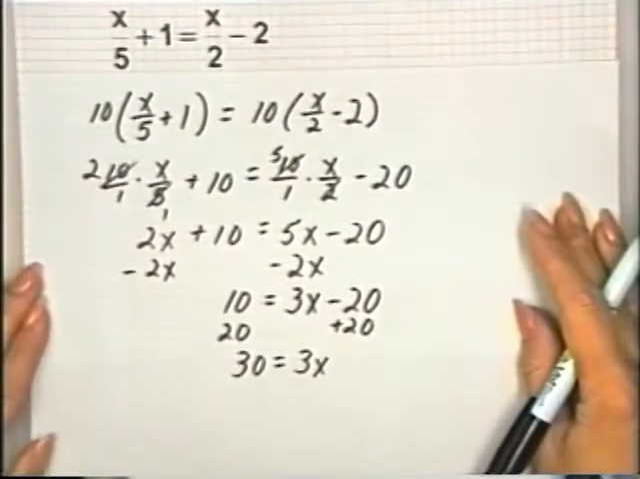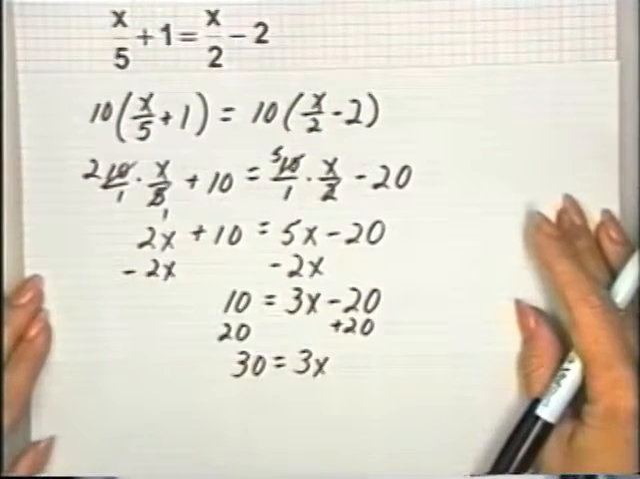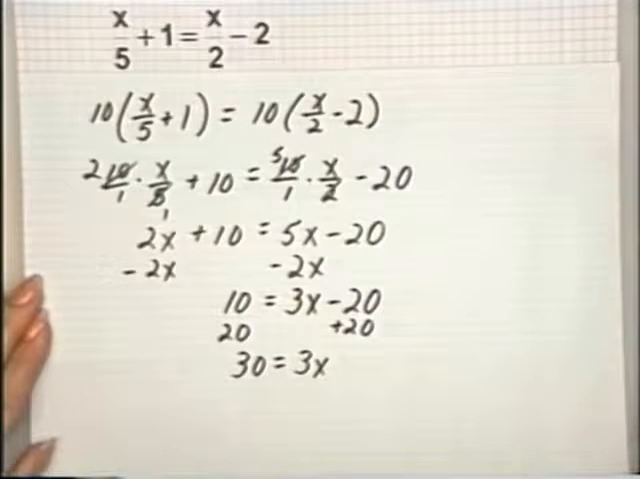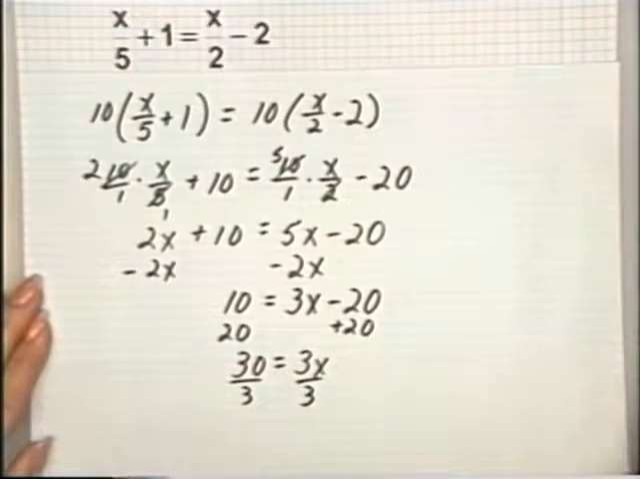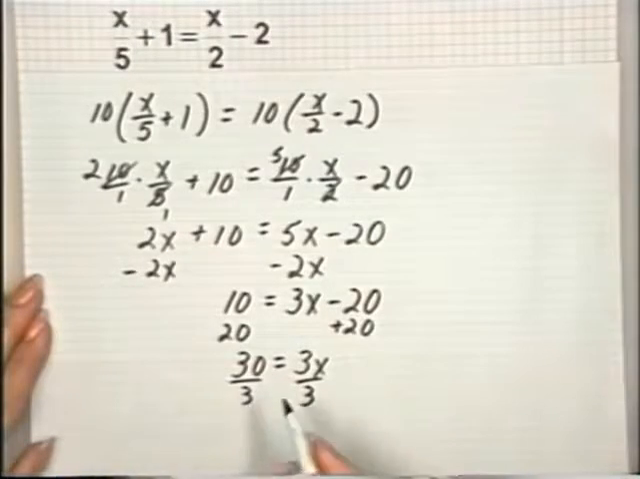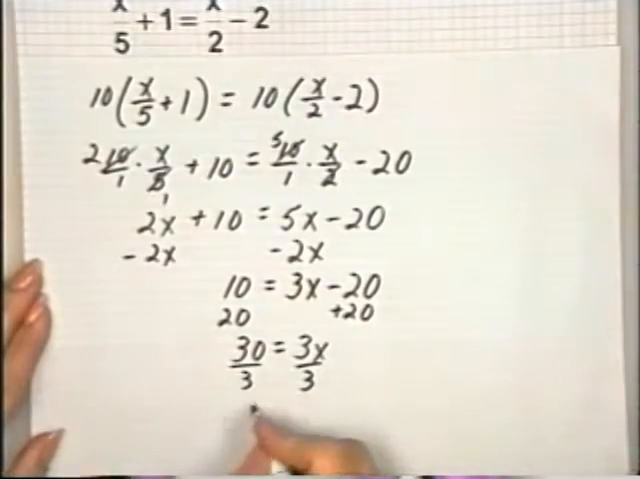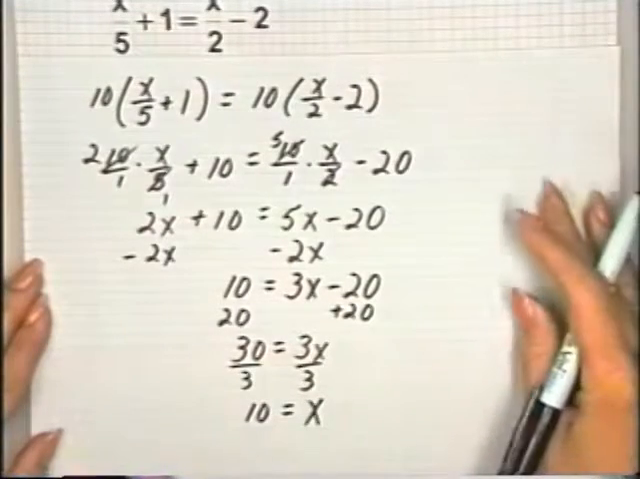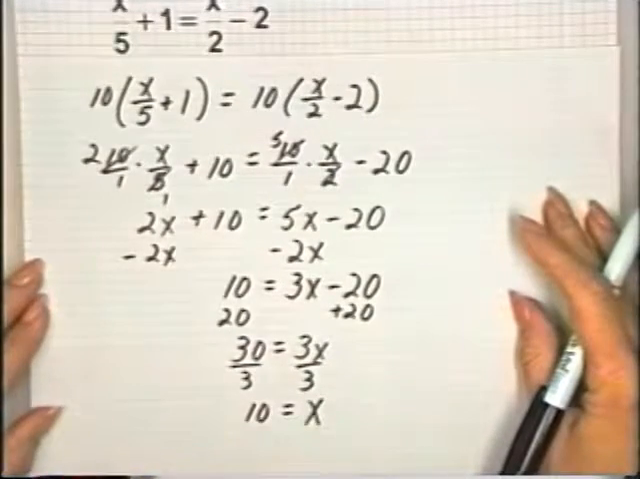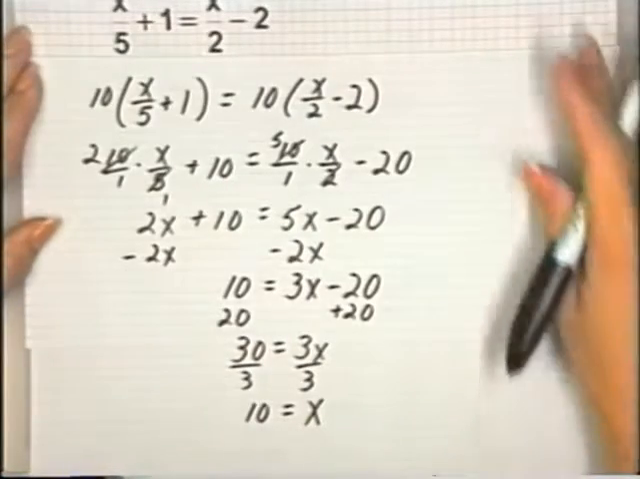I now need to get rid of the coefficient of x. Since x has been multiplied by 3, I will divide both sides of the equation by 3. 30 divided by 3 will give me 10. 3x divided by 3 will give me x. My equivalent equation is 10 equals x.